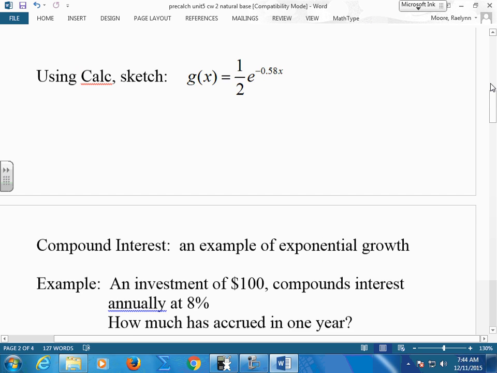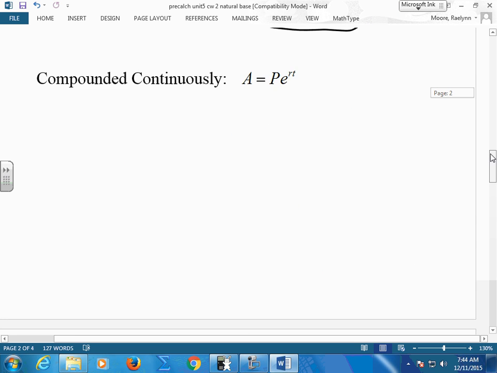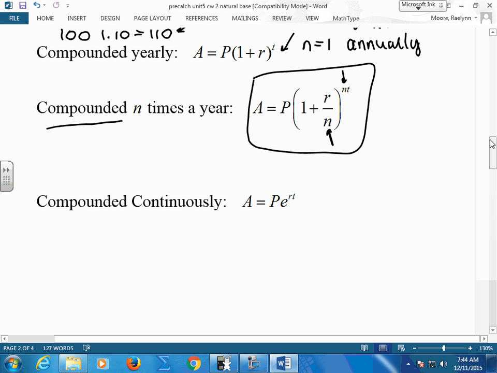So this is what we're looking at when we do these things. And when we compound continuously, this is where our base E comes in. You learned PERT last year. PERT: your principal, your rate, your time. Okay? And then we use base E. Compounding continuously and compounding daily are the closest.